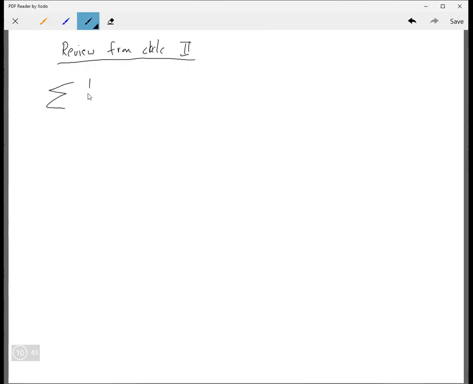Okay, so if you have a series like this, when do you know if this is convergent or not? This is called a p-series, right? And when does it converge? When p is greater than 1. And it diverges when p is less than or equal to 1. Okay, so that's really important to remember.